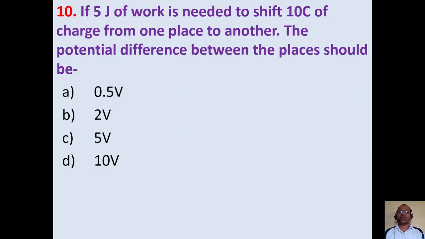If 5 joule of work is needed to shift 10 coulomb of charge from one place to another, the potential difference between the places should be. So here we can find out by using the formula potential is equal to work done upon charge. Substitute the values. Work done is 5 joule, charge is 10 coulomb, so its answer should be 0.5 volt.